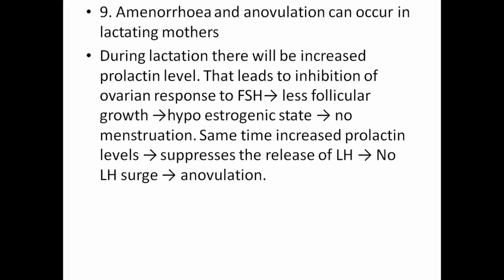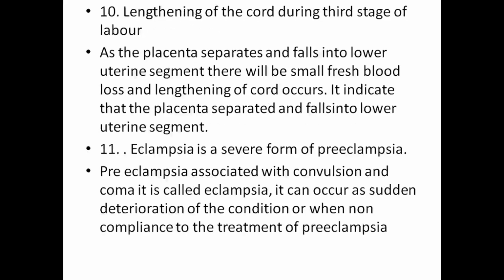Amenorrhea and anovulation can occur in lactating mother. During lactation, there will be increased prolactin level that leads to inhibition of ovarian response to FSH, less follicular growth, hypoestrogenic state, no menstruation. At the same time, increased prolactin levels lead to suppressive release of LH, no LH surge and no ovulation.